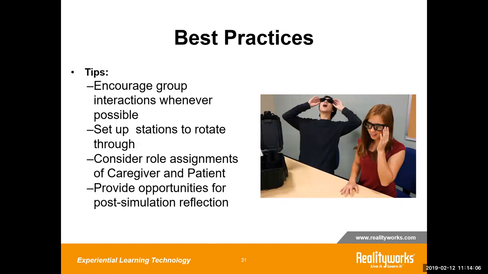Also, using stations is a good way to implement a variety of experiences to rotate through. And it also makes classroom management easier with less wait time for students. So you could also consider assigning your students to a specific role at each station. Like one of them could be the patient, and then the other student could be the healthcare worker at that station, so that they have the chance to experience not only the physical condition with the wearable, but then also experience helping someone with that condition.